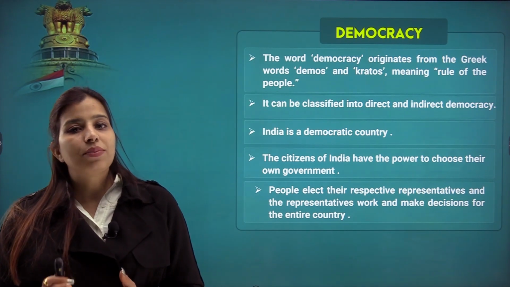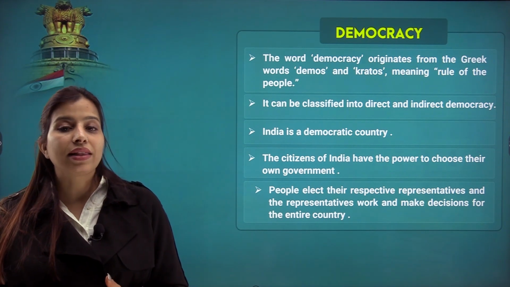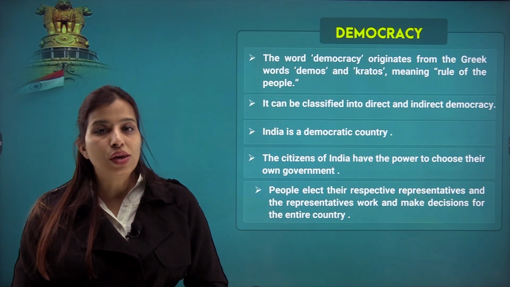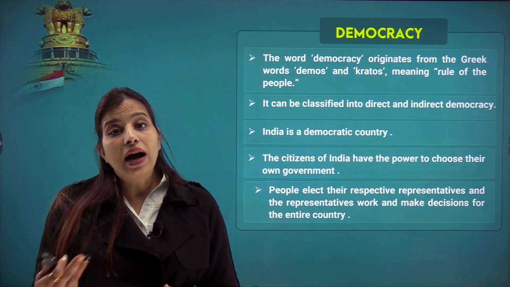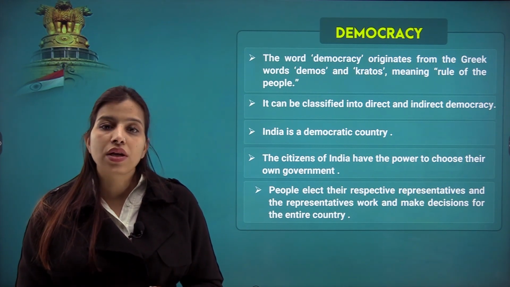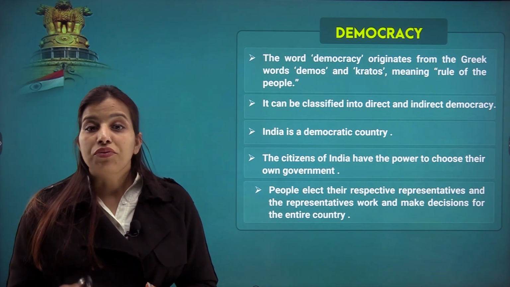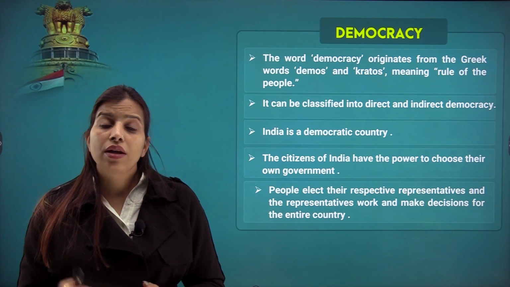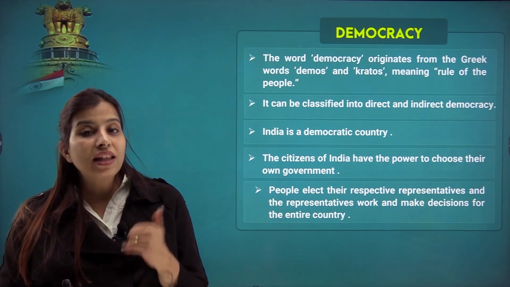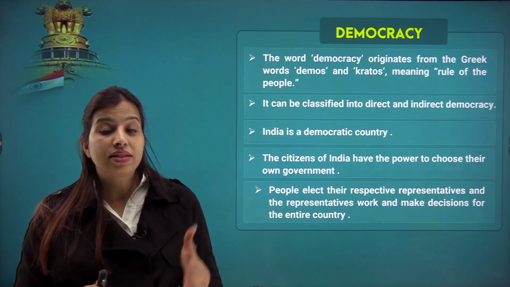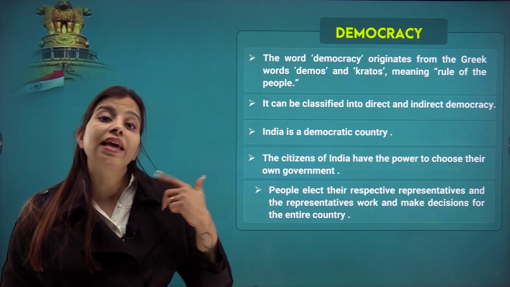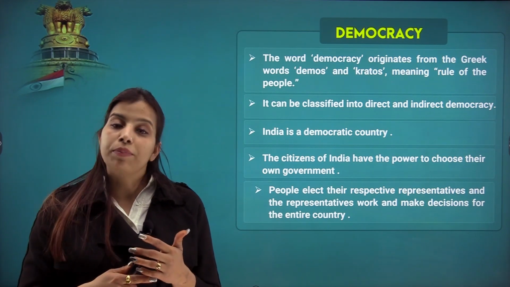And that is why democracy is classified as direct democracy and indirect democracy. India is a democratic country. This is something we all know. Why are we known as a democratic country? Because we have the power to choose who is going to govern us. We choose whom we want to rule. We choose who will make the rules and regulations for us. We, the people of India, elect our representatives. These representatives work for our welfare and whatever decisions they make are on our basis.